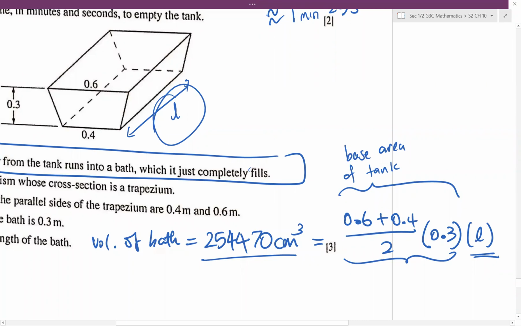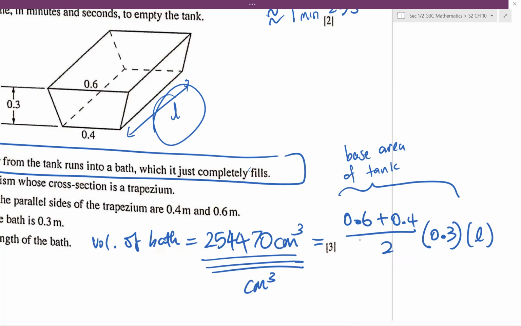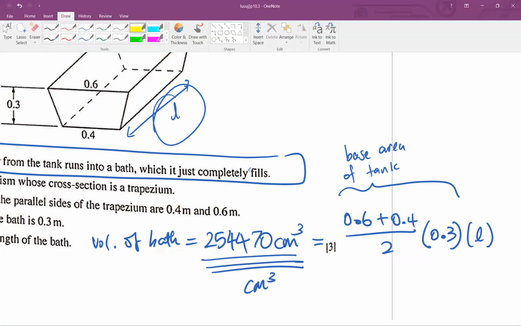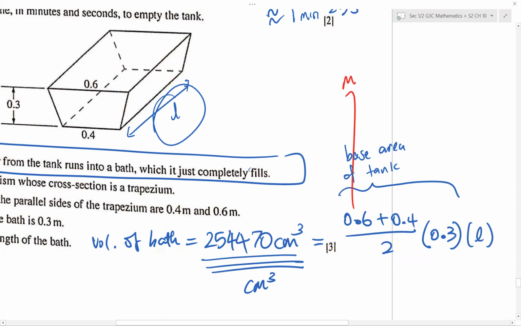Okay, now I'm going to put you through the same exercise as Xintian. What are the units on the left-hand side? Okay, cubic centimeters. What are the units for 0.6? Meters. Then 0.4? Meters. So meter plus meter. What about this 0.3? Meter, right? Meter plus meter, still meter. Divided by 2, still meter. Meter times meter. This will give us square meters.